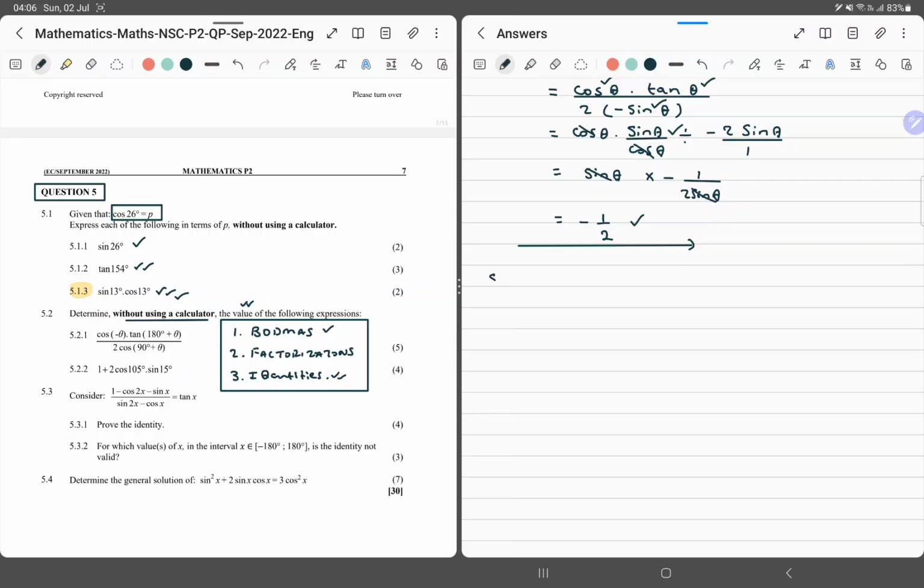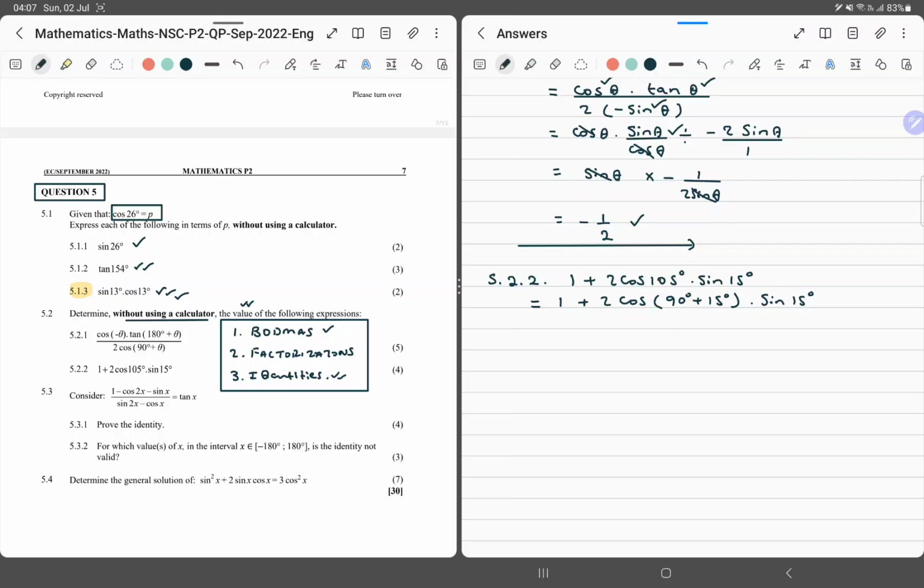So we've got 5.2.2. And then we are given here 1 plus 2 cos 105 degrees times sine of 15 degrees. Okay, so how do we solve this? This is 1 plus 2 cos. Now we need to use a reduction formula here. So 105 is basically 90 degrees plus 15 degrees, times sine of 15 degrees.